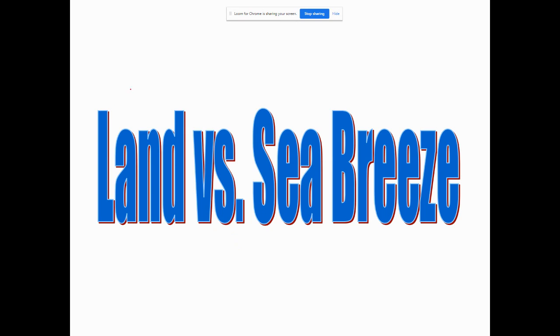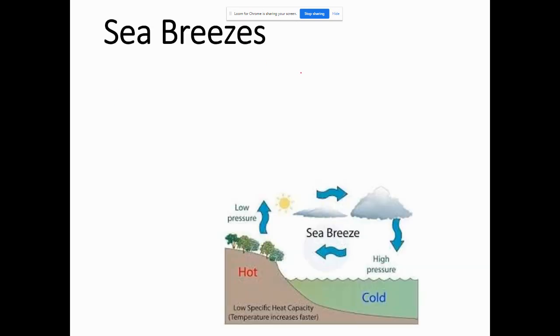So we have these two things we're going to talk about. We have land breezes and sea breezes. So we just talked about sea breezes. Remember, when we name winds, we name them based on where the wind is coming from. So if it's coming from the ocean, it's called a sea breeze. Here's a diagram of what I was explaining. You have a high pressure, okay, cool sinking air. You have warm or hot land rising, creating the sea breeze going from the water to the land.